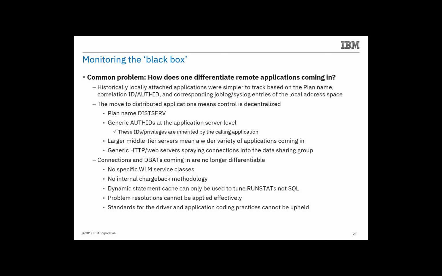So you got to figure out how to inject identifiers into that connection string or the thread so that you can identify them. Why? Because you need to know their service class or how to properly identify them in WLM. If you're going to use chargeback, you've got to know who it is. To be able to tune SQL, dynamic SQL, other than run stats, that's all you can do if everybody has the same auth ID. And then, of course, root cause analysis.